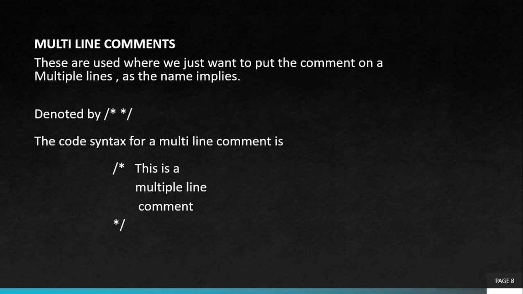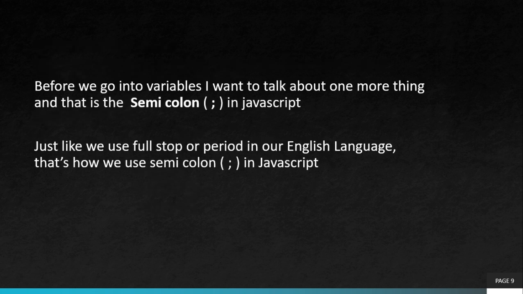It's denoted with a forward slash, asterisk, asterisk, and forward slash, right? We'll see more of this when we get into real-time coding. Now, let's talk about one more thing before we go into variables: the semicolon. Just as in English, where we use a full stop or period, we use a semicolon in JavaScript programming to end our statements, or sentences.